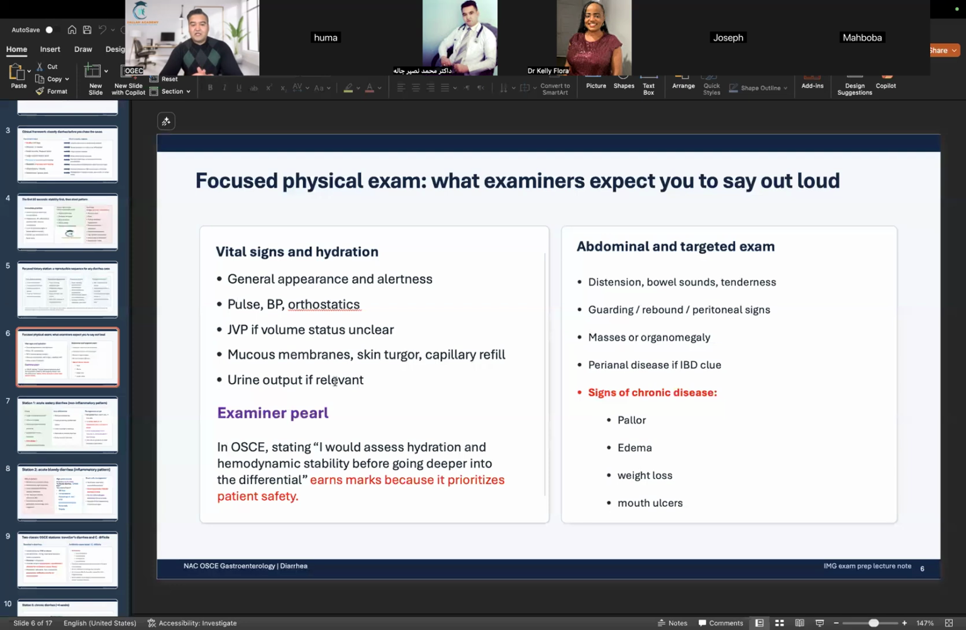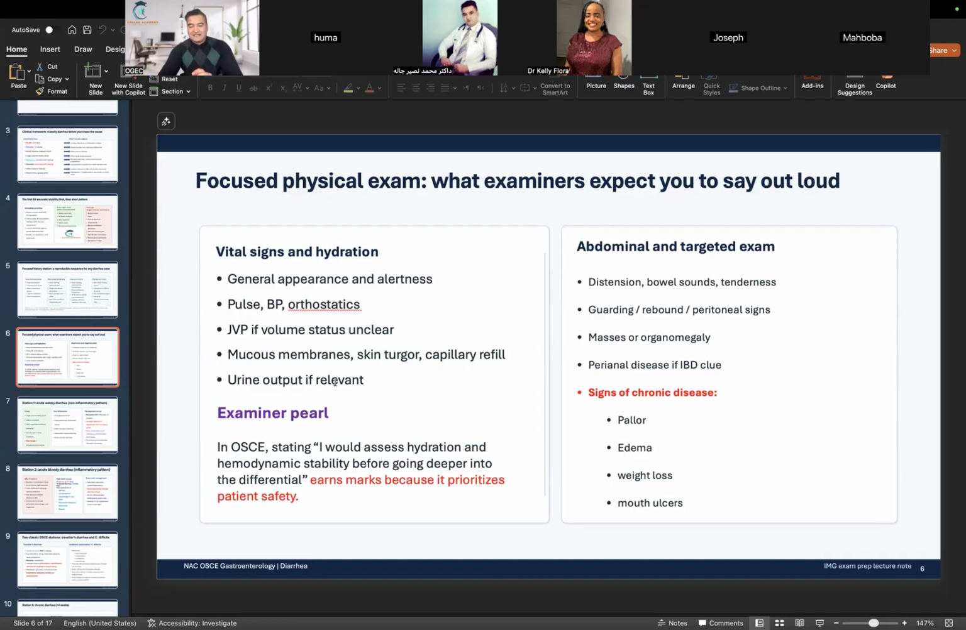Do we have any information about the patient's urine output in the last 24 hours? The examiner will tell you yes or no, and whether it is normal or low. Why? Because it gives you an idea of how dehydrated my patient is and how severe the condition is. If you want to impress the examiner, you need to mention this: I would assess hydration and hemodynamic stability of my patient before going deeper into the differential. This will earn you a lot of marks. Why? Because the examiner will realize that you are prioritizing your patient's safety.